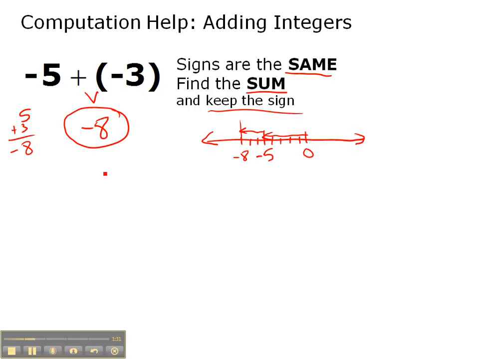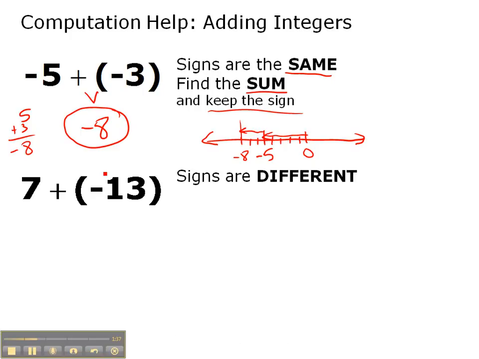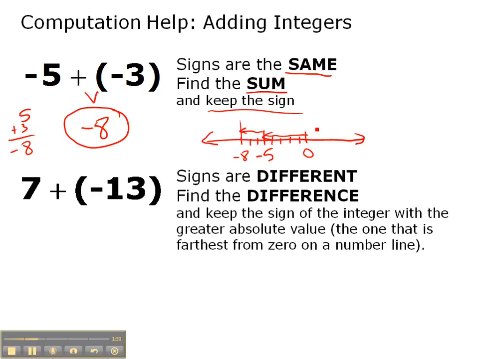Okay. We also have to consider the situation where the signs are different, and the rule for that is if the signs are different, you find the difference. And the way to remember that is different sounds like difference. And the difference is what you get when you subtract two numbers. So we take our 13 and subtract 7, and we get 6.